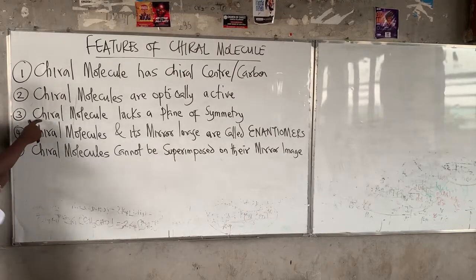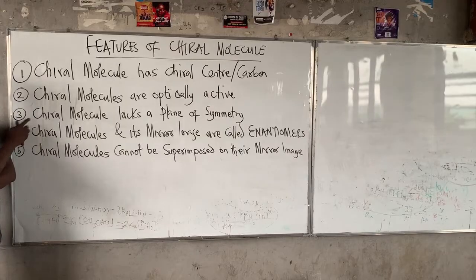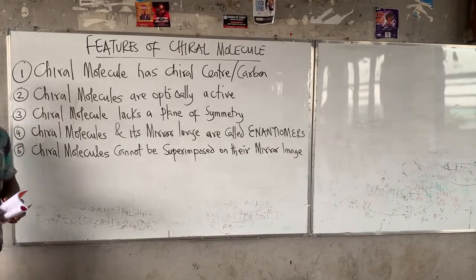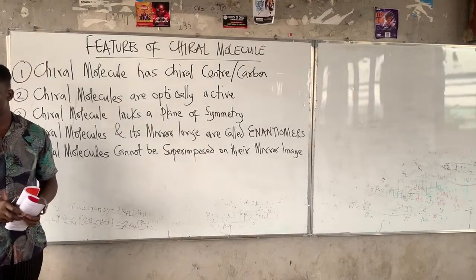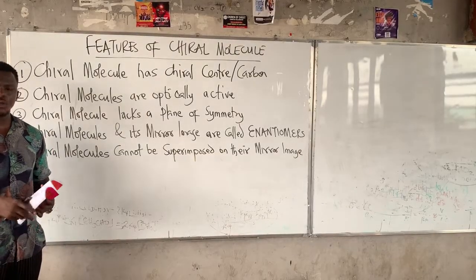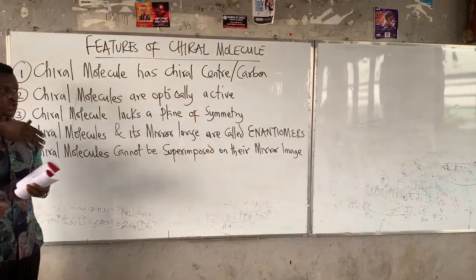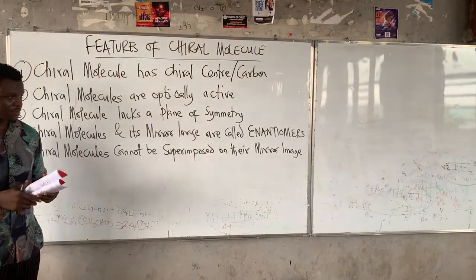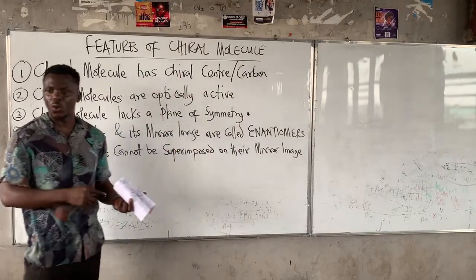Now, please take note that all chiral molecules lack a plane of symmetry. What does it mean for something to lack a plane of symmetry? You cannot divide the compound into two halves. No matter how you try, you can't divide it into two equal halves. You can divide it into two, but both of them can never be the same thing. That really is what it means to lack a plane of symmetry.